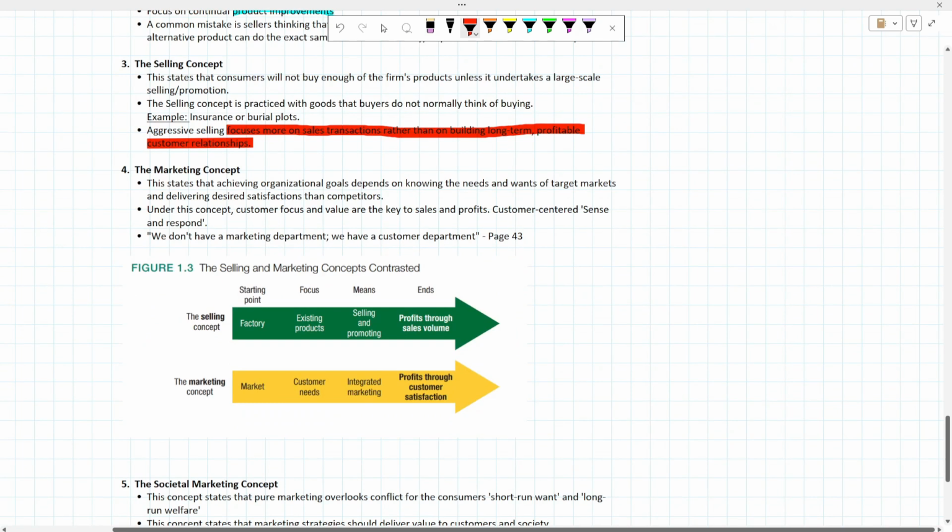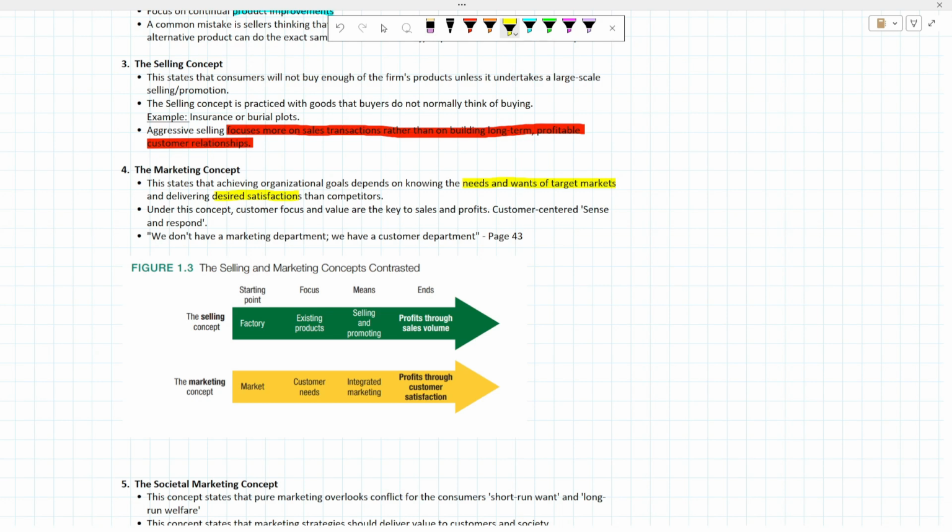So the marketing concept. This states that achieving organizational goals depends on knowing the needs and wants of target markets and delivering desired satisfaction better than competitors. So delivering desired satisfaction, knowing the needs and wants of target markets. Under this concept, customer focus and value are the key to sales and profits.